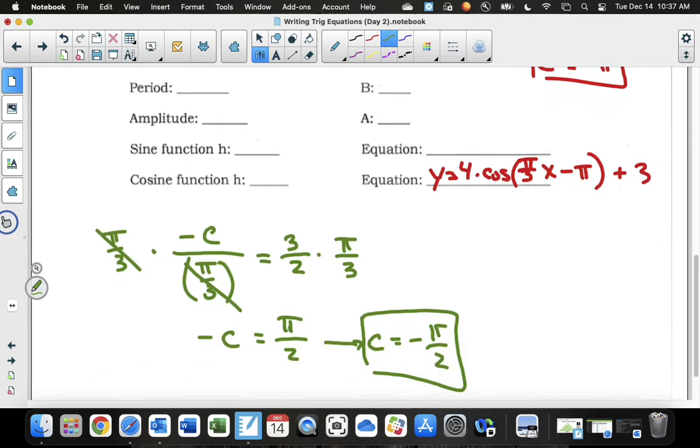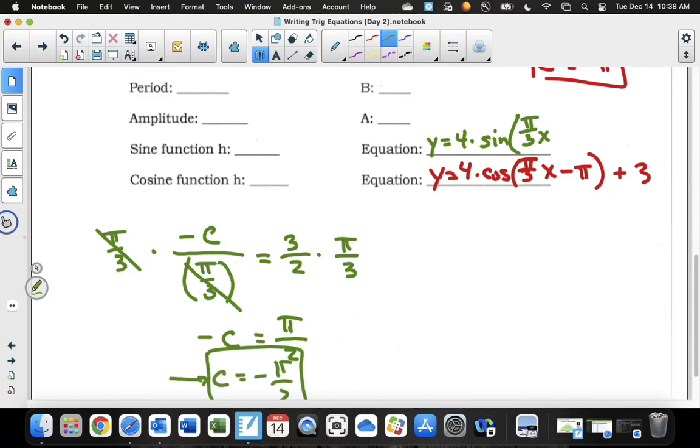And now we write the equation. Everything else stays the same. We don't have to go back and worry about anything else. Y equals 4 times the sine of pi/3x. But instead of minus pi, we now have minus pi/2.